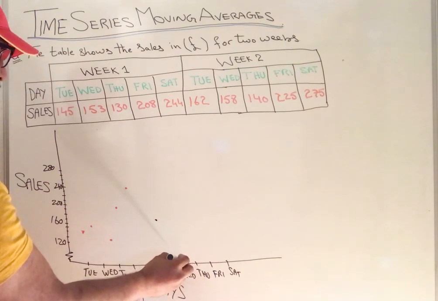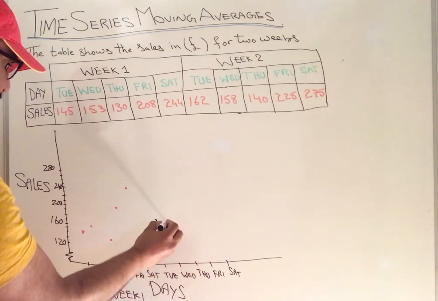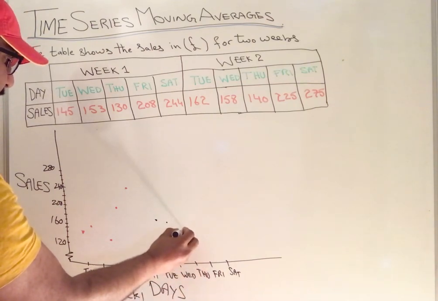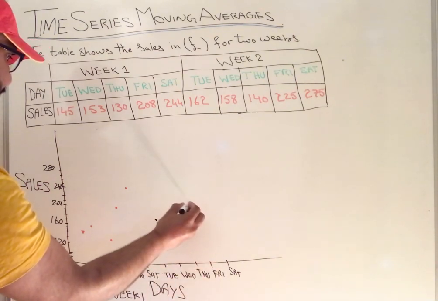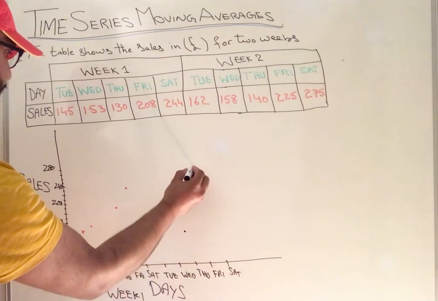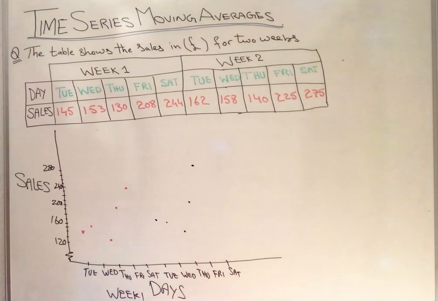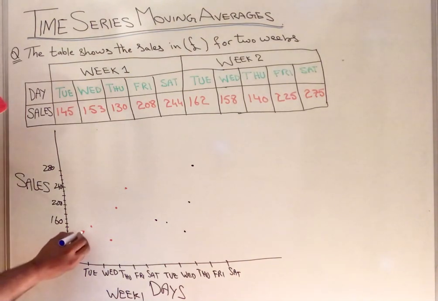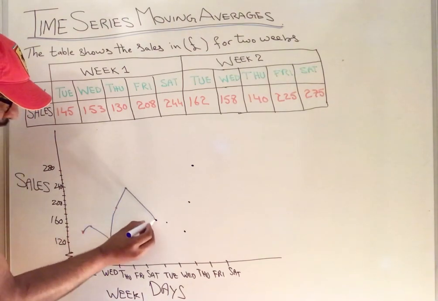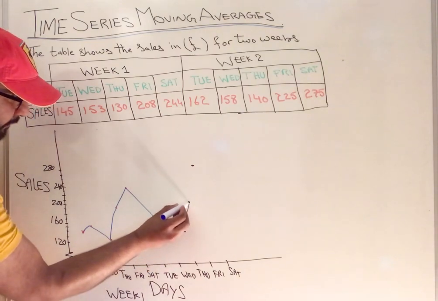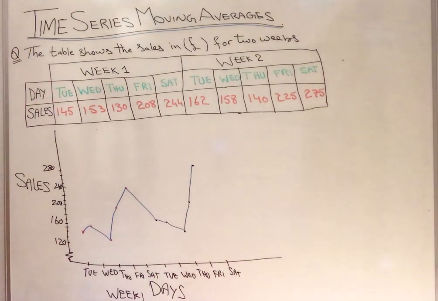Wednesday 158. Thursday 140. Friday 225 and Saturday 275. This is our graph. If we join the points, we will get our graph. This is our graph, and our first part is done.